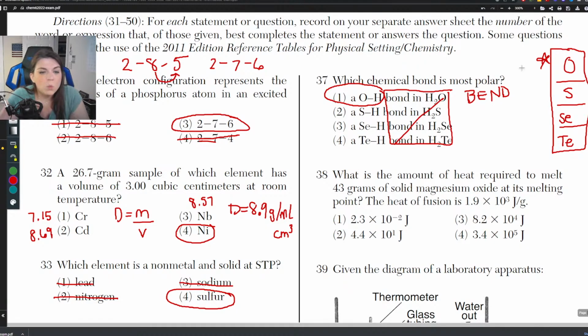38. What is the amount of heat required to melt 43 grams of solid magnesium at its melting point? And then it gives you the heat of fusion. Okay. They have to give you the heat of fusion specifically because they're asking you about magnesium, and the reference tables will only give you the heat of fusion for water. So you can't use reference tables for this, aside from the formula, I guess. You would use the formula Q equals m times Hf. And then all you have to do is multiply the mass times that 1.9 times 10 to the third.